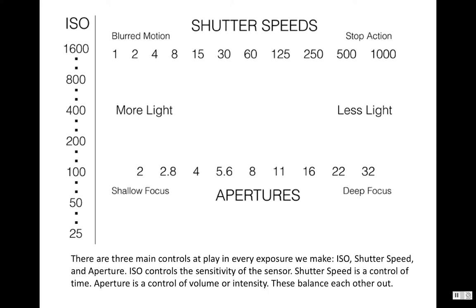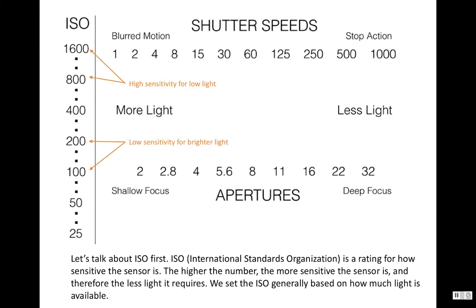Let's take a look at our main exposure controls here for a moment, as we're going to dive into one of them specifically. Our three major controls that are part of every exposure we make with our camera are ISO, shutter speed, and aperture. Very briefly, ISO is how sensitive the sensor is. Shutter speed is a control of time, how long we're letting the light hit the sensor, and aperture is a control of intensity or volume.